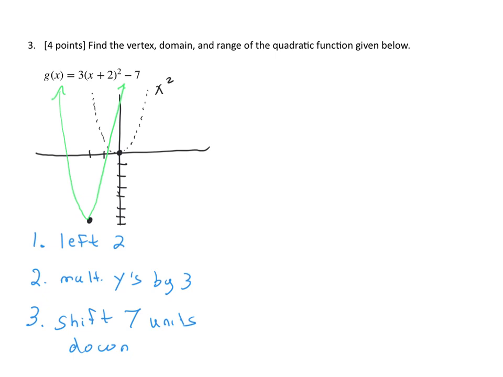So where is the vertex? Well, this point here is the vertex. It first goes left 2. It then does not move when we stretch it because it's at 0 for its y value. And then it goes down 7 places. This point is negative 2, negative 7. So here is my vertex.